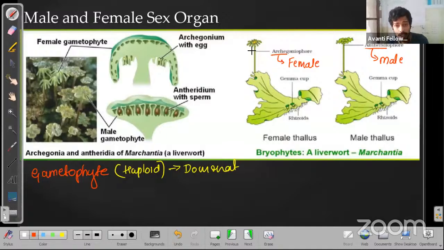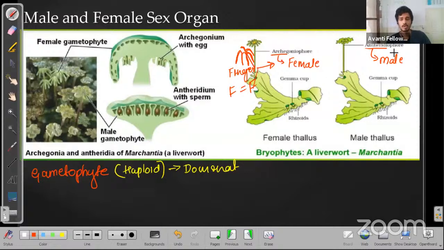Look here, the archegoniophore, or female, has projections like this. How do these projections look to you? These projections look like fingers, and you can simply think of F for finger, which is equal to F for female. You can simply think that. So this is the female one having the finger-like projections, the archegoniophore.